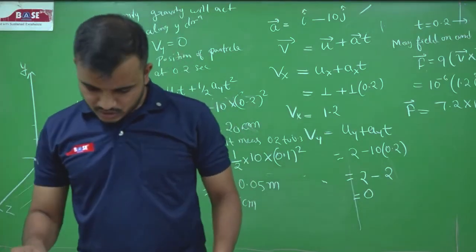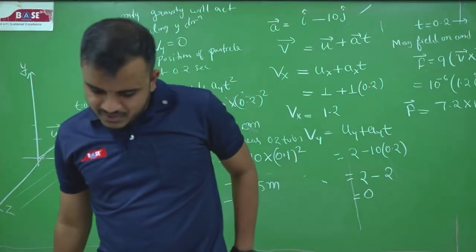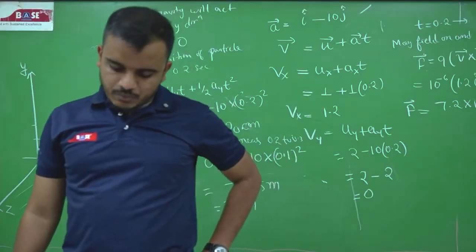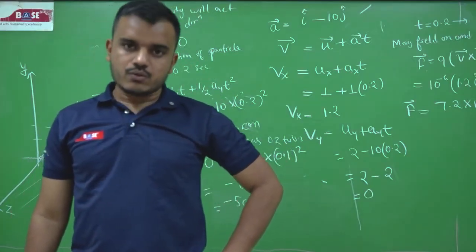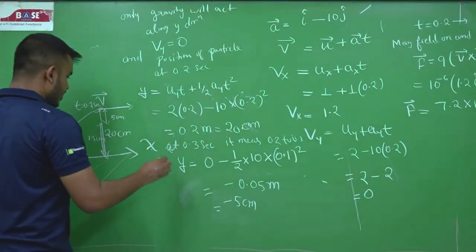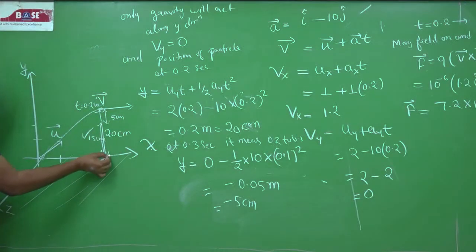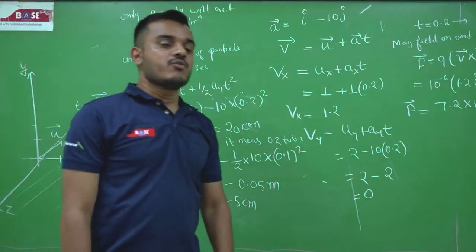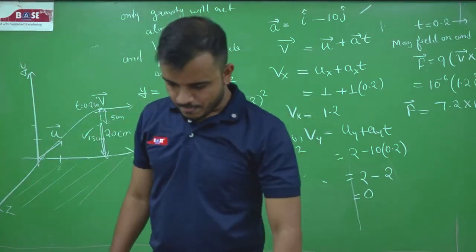So if you see option A, the vertical distance of the particle from the xz plane at t equal to 0.3 second is 15 centimeter. So here we can clearly see that from the xz plane the particle displacement is 15 centimeter after 0.3 second from t equal to 0 second.